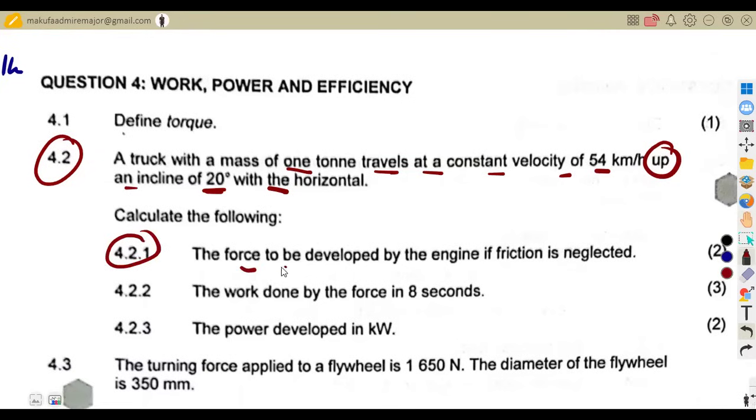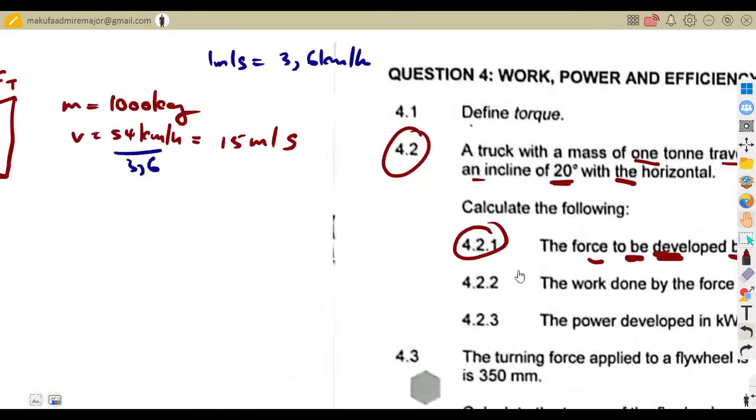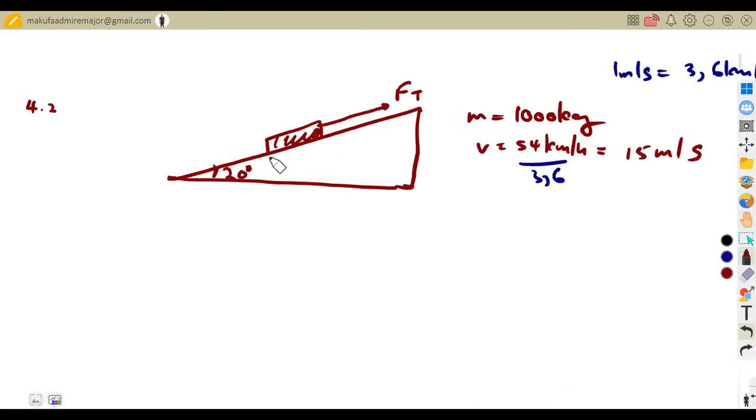4.21, the force to be developed by the engine if friction is neglected. If the friction force is not considered, remember, as we are going up, we are going to be opposed by two forces: the parallel component force, which is our Fs, and the frictional force. But they are saying the frictional force is to be neglected, so we are not going to consider it. We are just considering the parallel component.